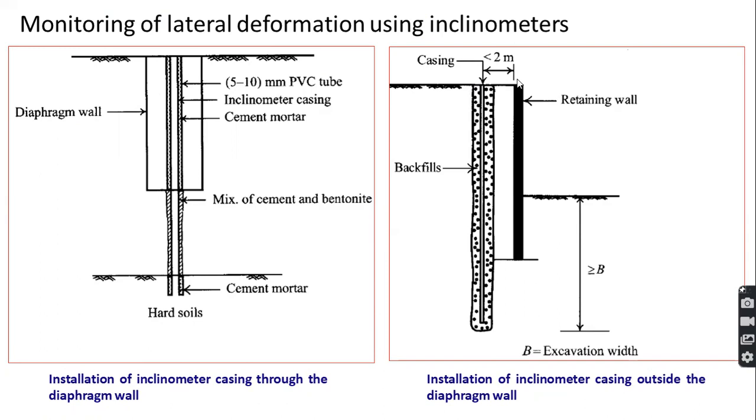If the inclinometers are installed outside the existing wall, it is generally recommended to maintain a distance of less than 2 meters. If you measure far away from the wall, it does not have a lot of use.